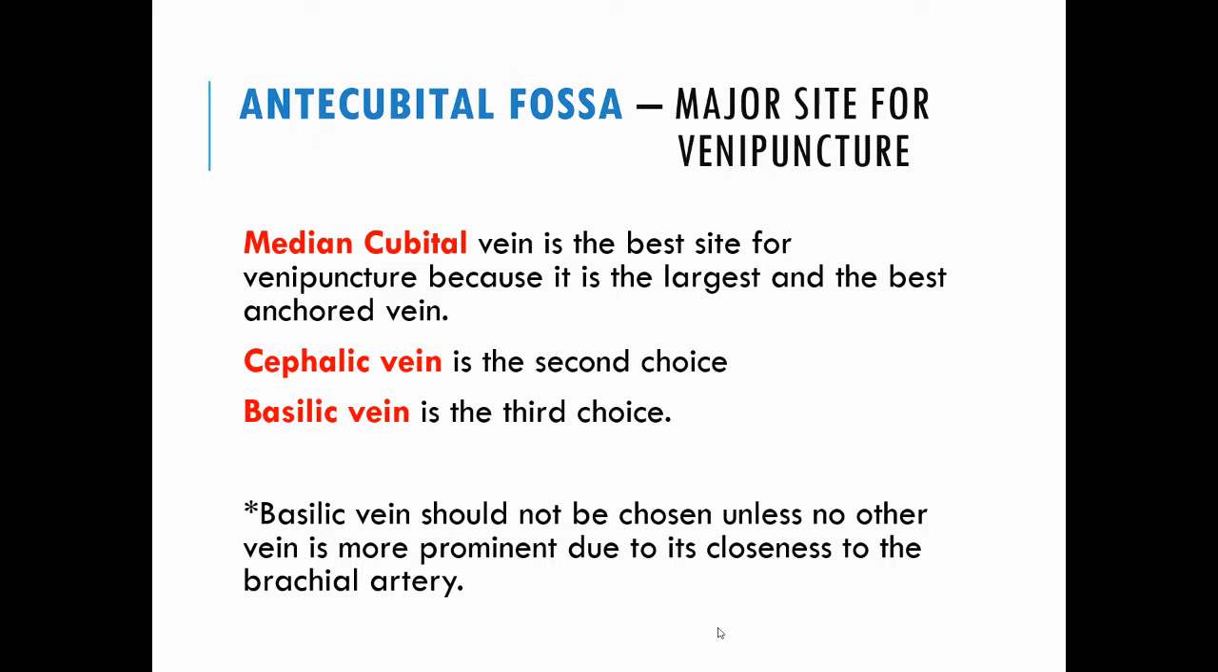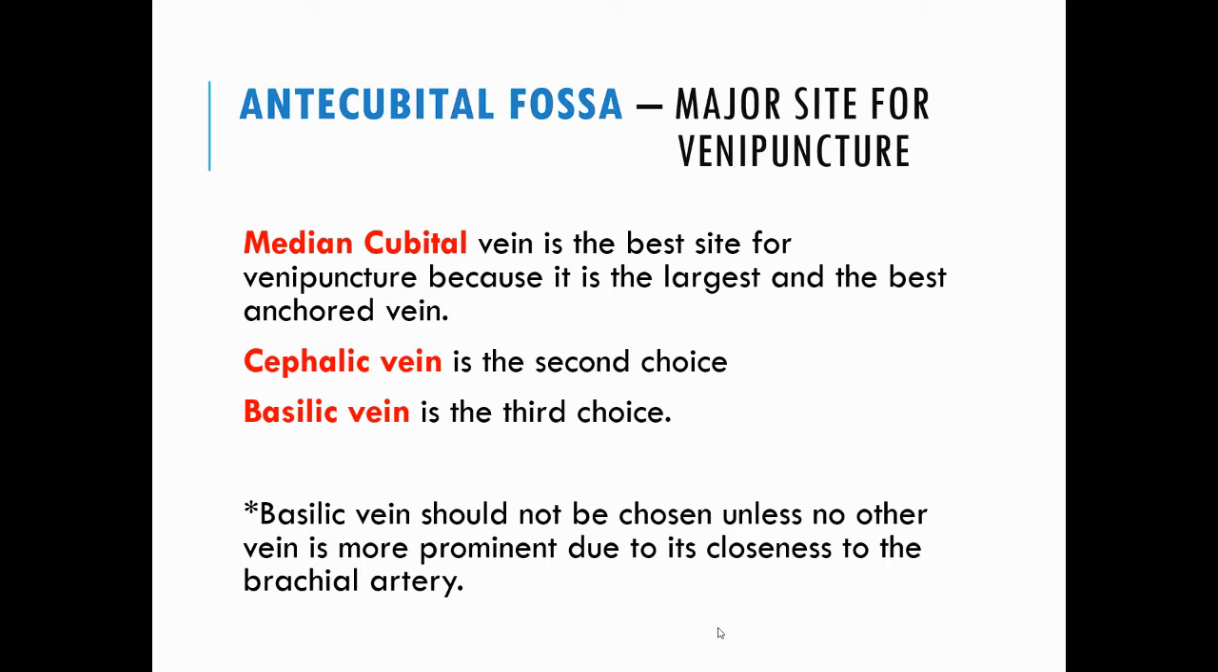Now, the median cubital is the best site because it is the largest and the best anchored vein, meaning it is not movable, so when collecting, we don't have to search much. It is anchored properly and it is also the largest, so there is a greater chance or possibility that you will hit the vein. Now, the cephalic vein is the second site of choice while the basilic vein is the third choice.